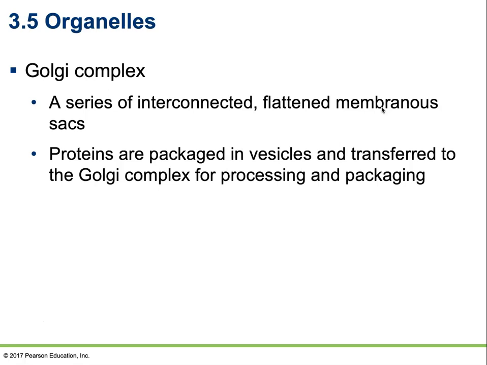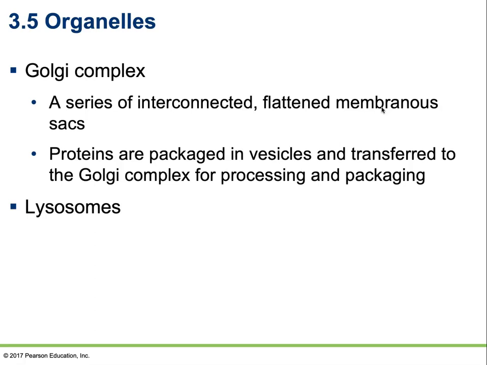So once the rough ER makes these proteins, they're going to ship them off to the Golgi Complex. The Golgi Complex is going to sort and organize. This is the UPS center. It's going to figure out where these go. Do they need to go to another part of the cell? Do they need to go to another part of the body? They're going to be tagged and then sent on their way. Lipids are also going to be packaged and processed at the Golgi Complex.